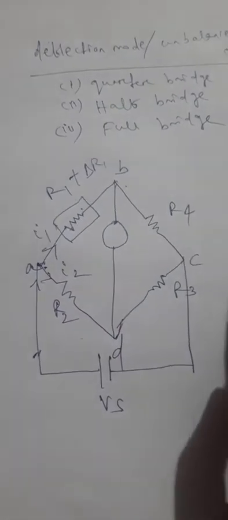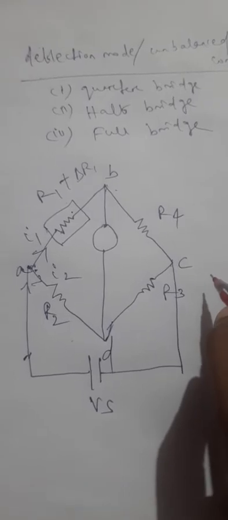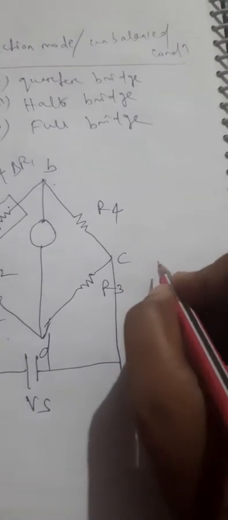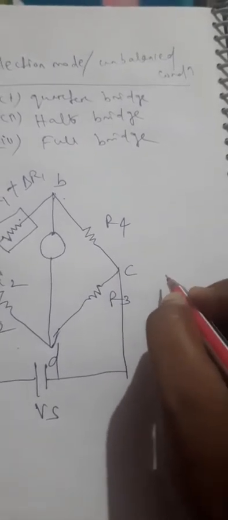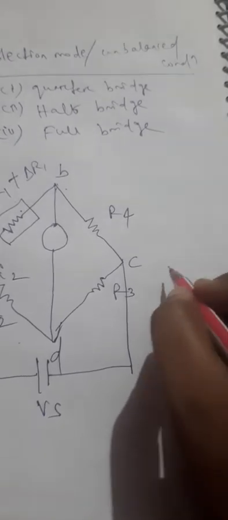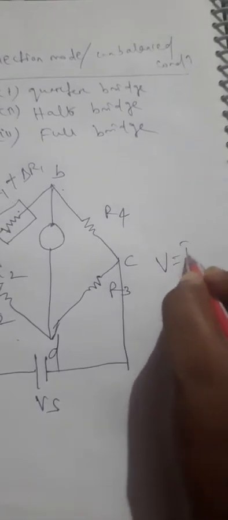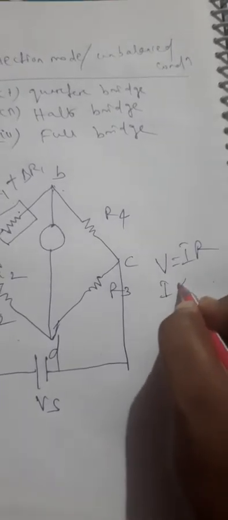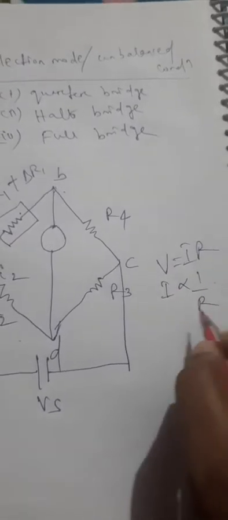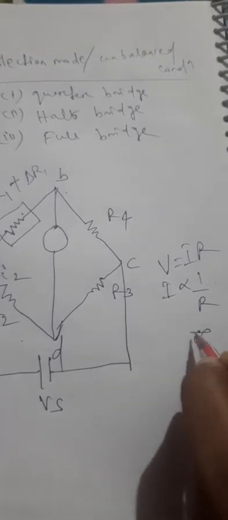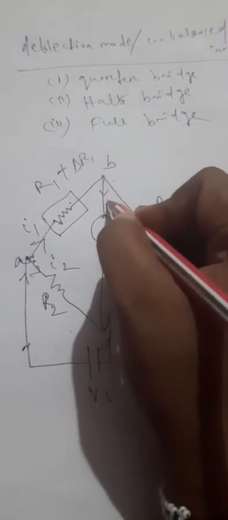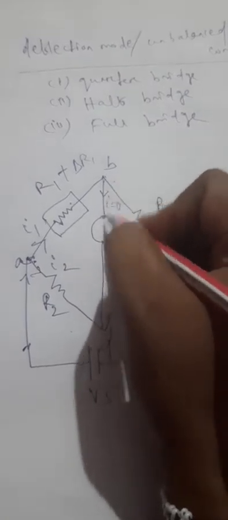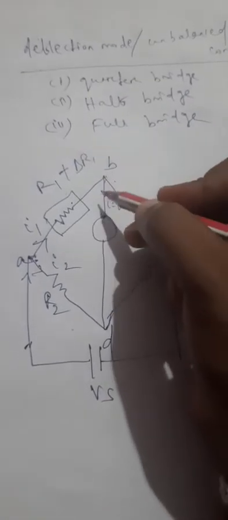We have assumed that the galvanometer has infinite impedance. Impedance is the sum of resistance and reactance, and I have already told you that. If impedance is infinite, that means the resistance is infinite. From Ohm's law, V equals IR, so current is inversely proportional to resistance. When the resistance is infinite, the current is 0. So we are assuming that this galvanometer is not drawing any current. No current is flowing through this galvanometer.